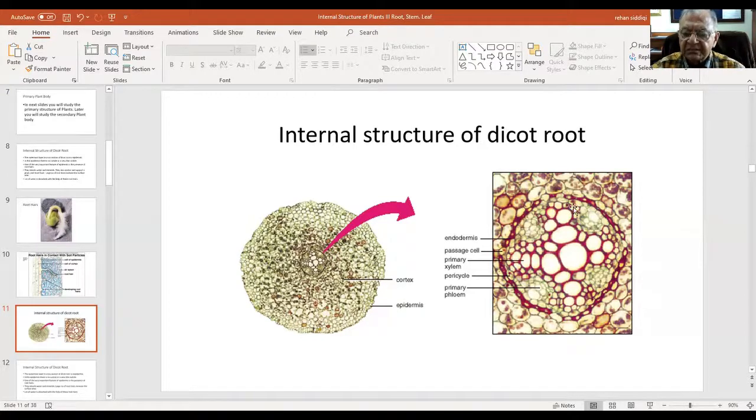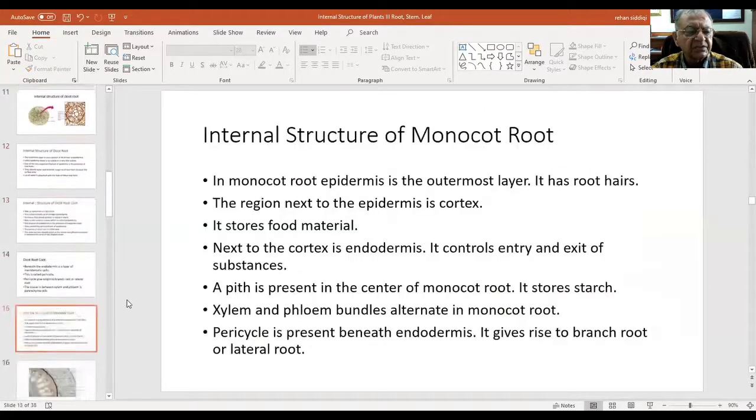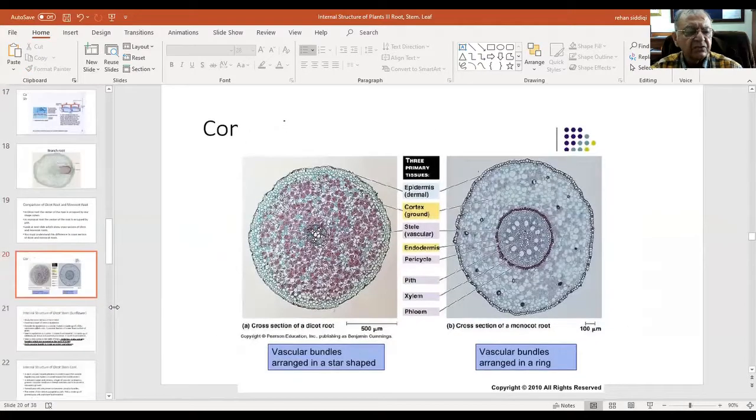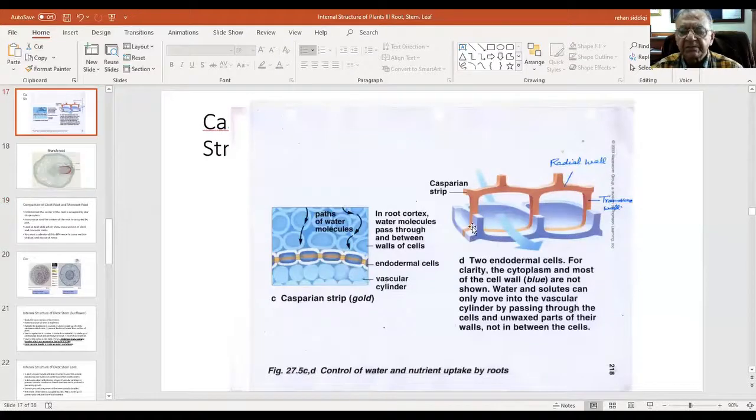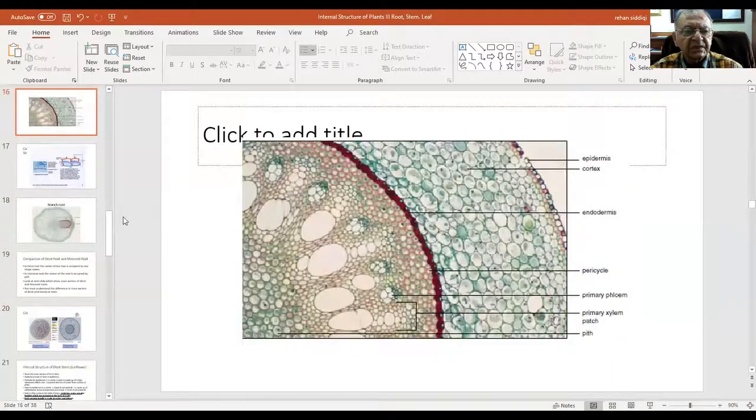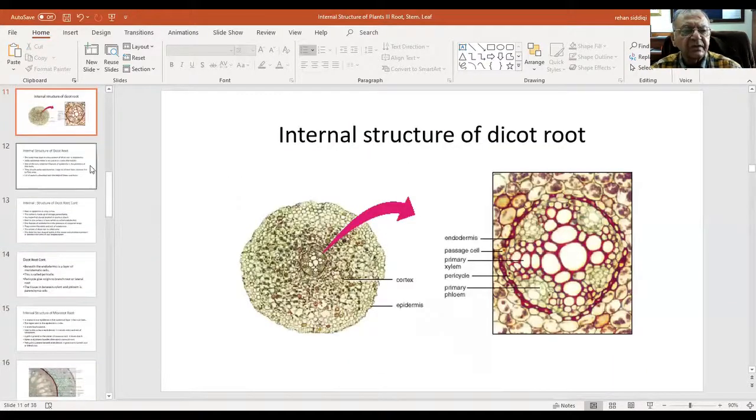And next, one of the important characters of this endodermis is the presence of Casparian strips. You will see these Casparian strips in this slide that I will show you right now. These are the Casparian strips. The brown thing that you see are the Casparian strips. They control the entry and exit of substances from the cortex to the center, and from the center back to the cortex. So Casparian strips are present in this endodermis.